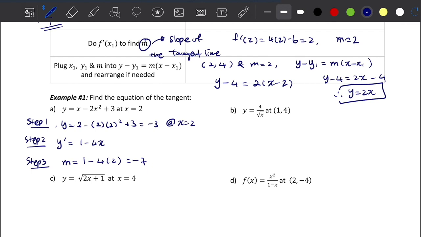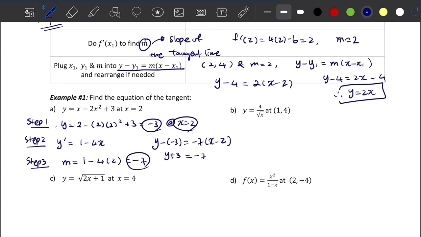Since we have the coordinates and the slope, we can substitute them into our equation y minus y1 equals m times x minus x1. So we get y minus -3 equals -7 times x minus 2. Then we get y plus 3 equals -7x plus 14. Then y is equal to -7x plus 11. This is our equation of the tangent line.